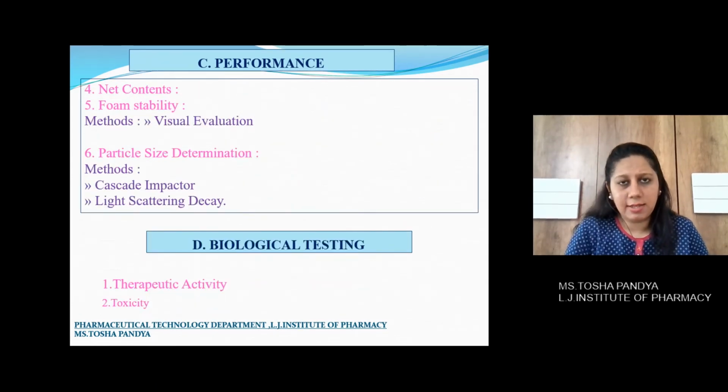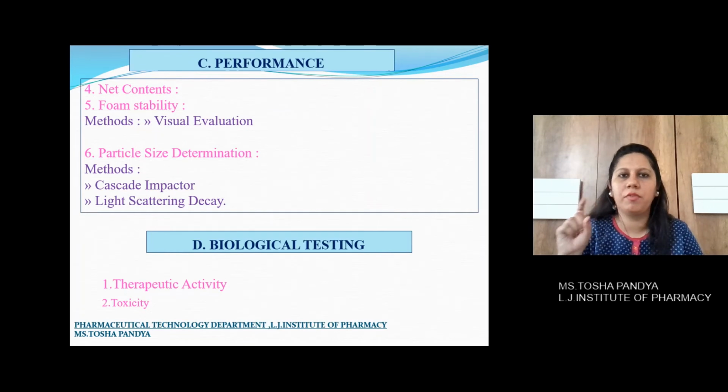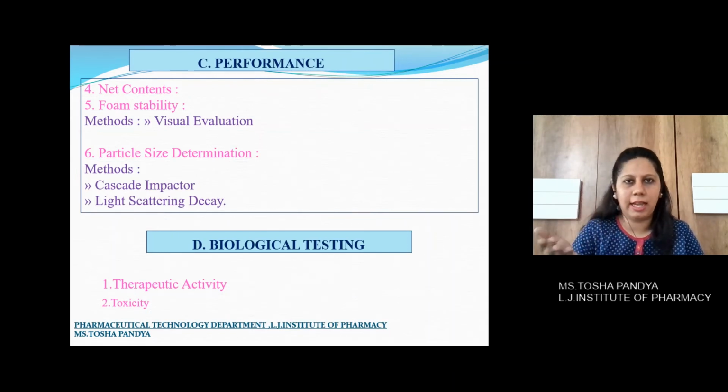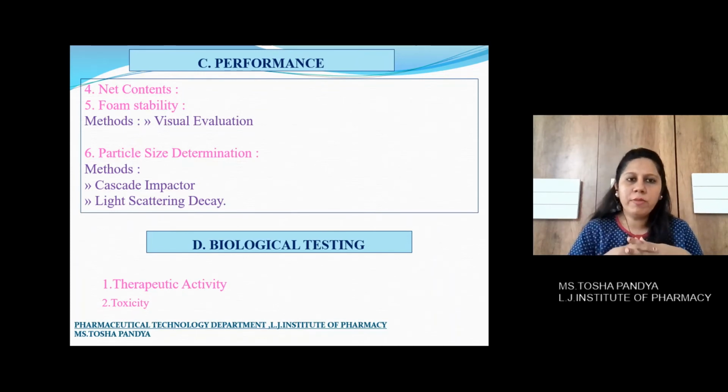The net contents: if you are claiming that this container has 100 microliter of the solution, does it exactly have 100 microliter? That is tested by the net contents test. The container is emptied and weighed again and again. So you take a lot from a container and then examine for the net contents test. The foam stability: if you have a foam type of aerosol, then the stability of the foam is very important, which is done by visual examination and different tests.